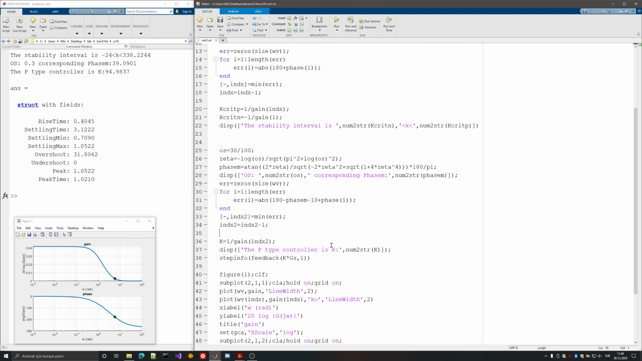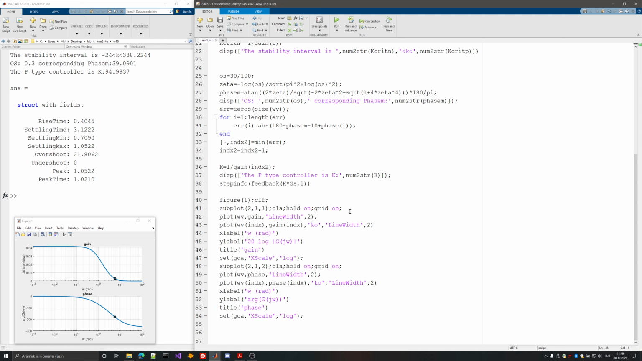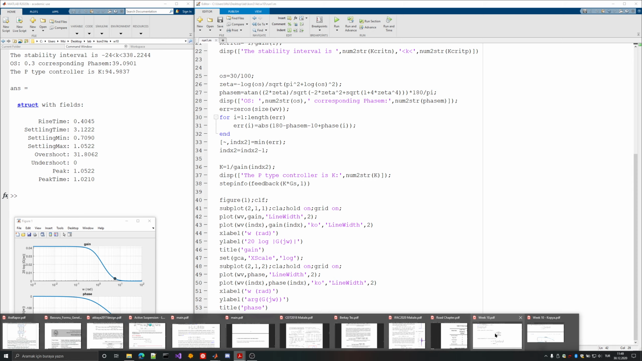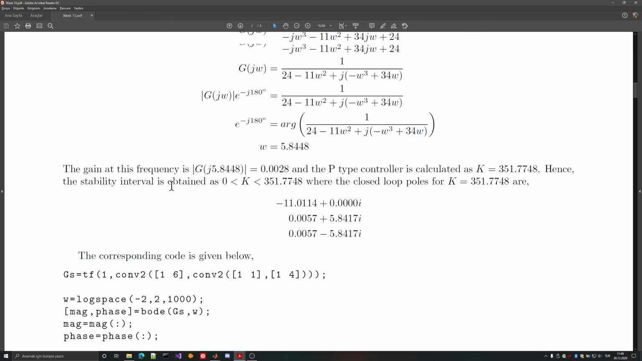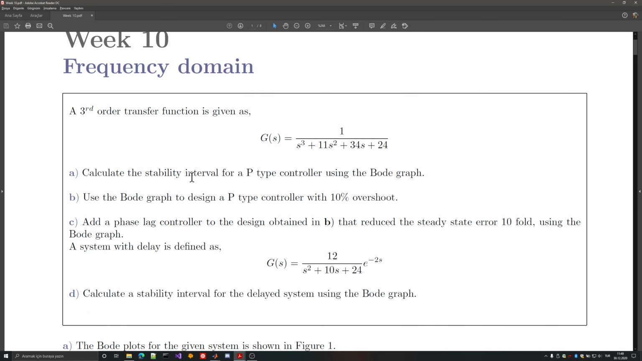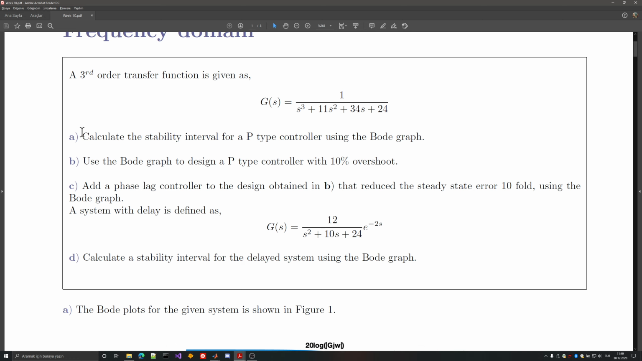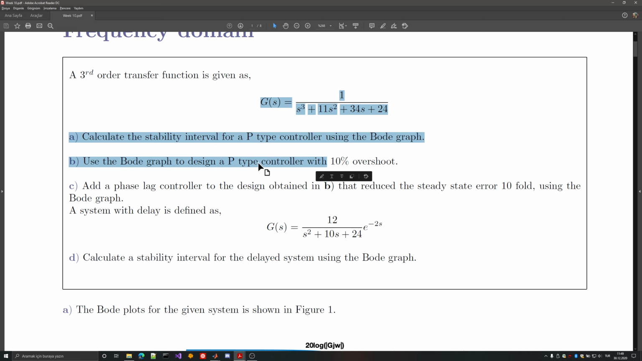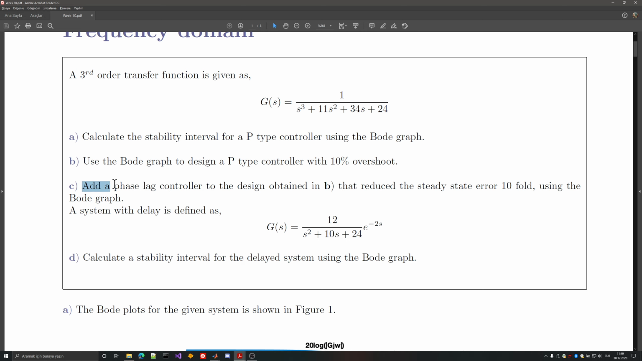If you are not feeling that safe, increase the amount. If you're feeling more safe and want to have a better design, you would most probably try to use 5. Okay, so let's again return here. Now we have used basically these here. We've answered these here. So we might go ahead and add a phase lag controller to the design that will change the steady state error tenfold, and using the Bode graph.